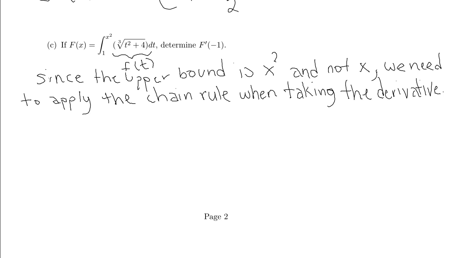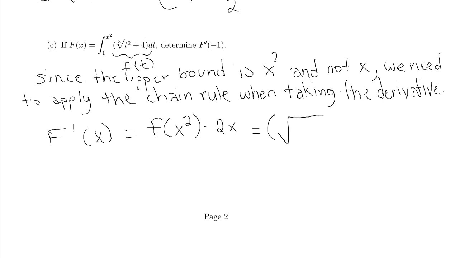But okay, so what we would have then is we would have capital F prime of x. So it is still going to equal the little f function evaluated at x squared, but then it's going to be multiplied by the derivative of x squared, which is 2x. So that's going to be the cube root of x squared squared, so that's going to be x to the power of 4, plus 4, and then times 2x.